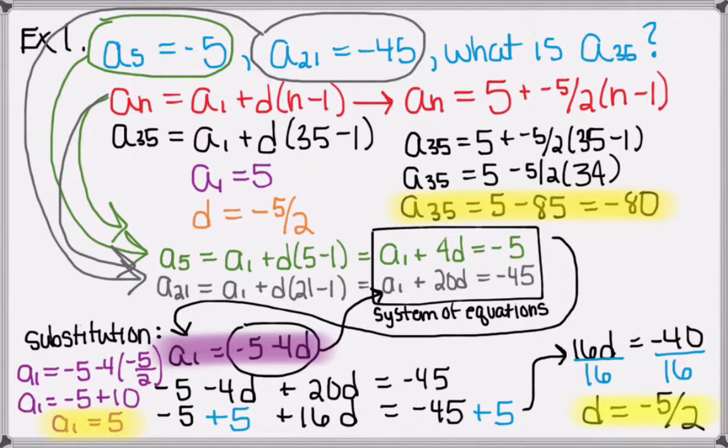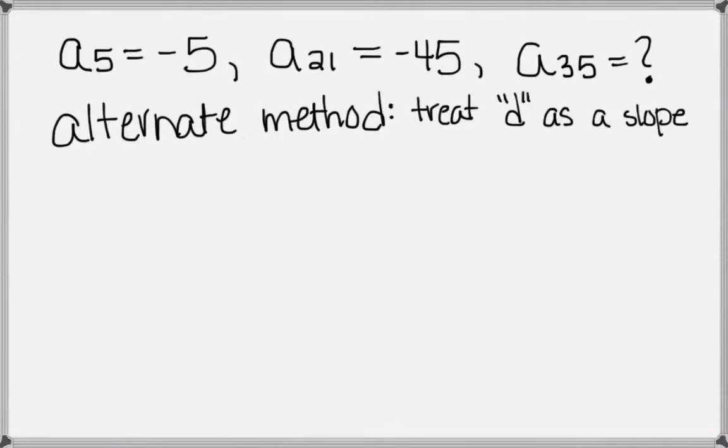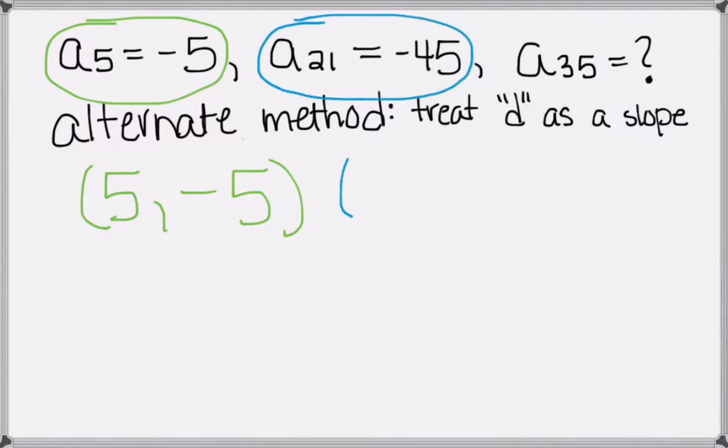And for this example, I'd actually like to show you an alternate method. For this method, we're going to treat d as the slope. And for each term in the arithmetic sequence, I'm going to write that as an ordered pair. So the first one would be 5 comma negative 5, and the second would be 21 comma negative 45.